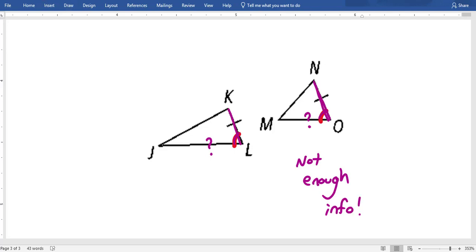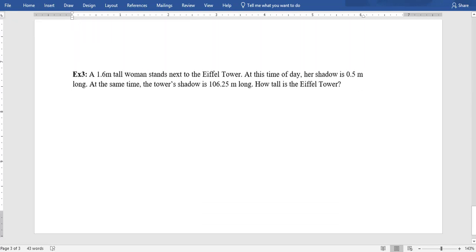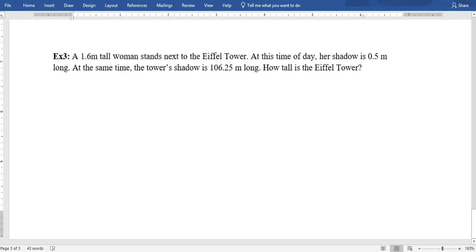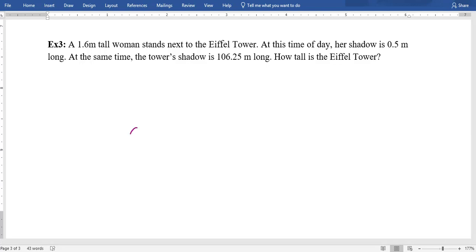All right, there is one more problem I'd like to look at, and it doesn't quite have to do with side angle side. It's on this page, but it's a little different. This is a word problem, but it's a really good one. A 1.6 meter tall woman stands next to the Eiffel Tower. So here's a person, and they stand next to the Eiffel Tower. The Eiffel Tower looks big and tall like this. Something like that. Okay, so at this time of day, her shadow is 0.5 meters long.